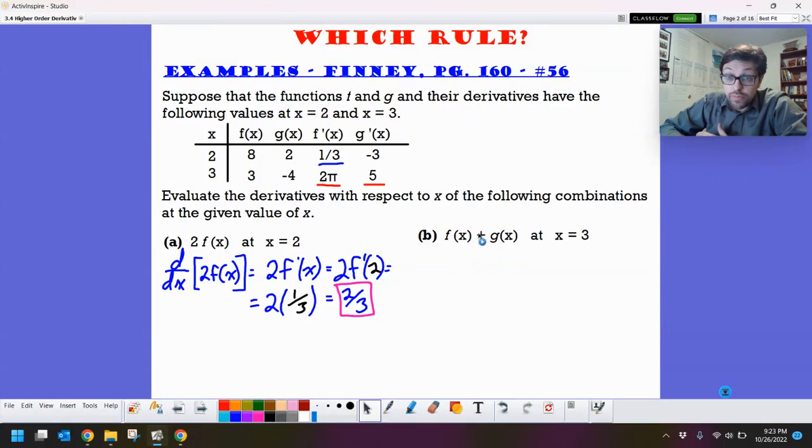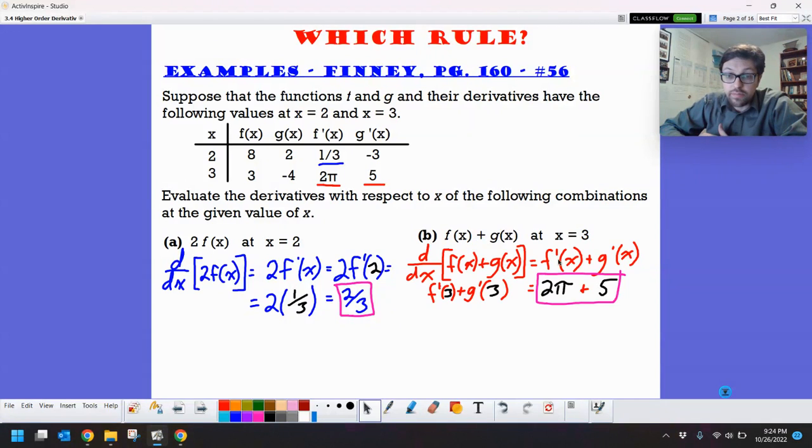If we're adding two functions together, that is not going to cause us any trouble. We can just find the derivative of these two bits individually, plug in those values in order to figure out what the derivative is at that point. Multiplying by a constant and adding two functions together doesn't change how we would find the derivative.